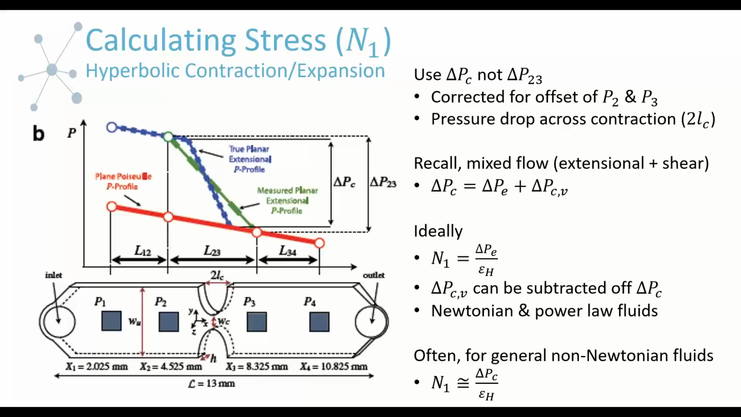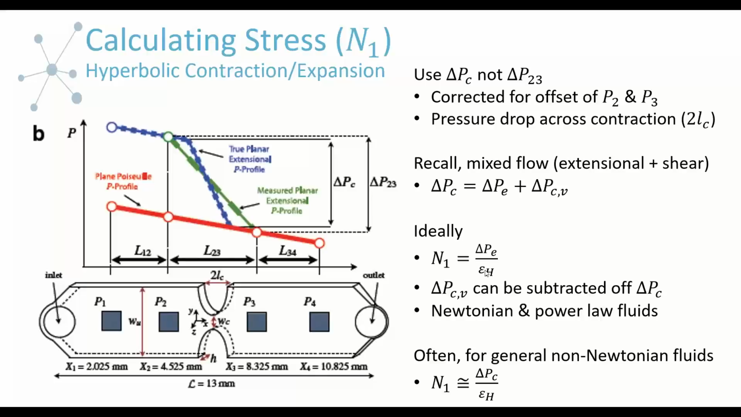We still, because of the confines of the channel and the no-slip boundary conditions, impose a shear deformation on it. So we have some extensional component contributing to the pressure, this delta P sub C pressure drop across the constriction. But then we also have a viscous or shear component contributing as well. So ideally, this normal stress difference is going to be related to the extensional part divided by this Hencky strain that I just mentioned.